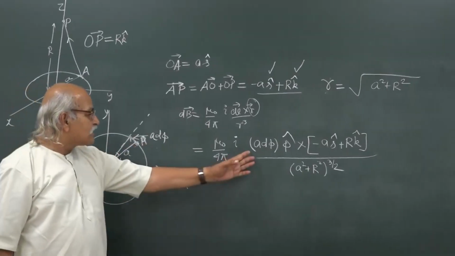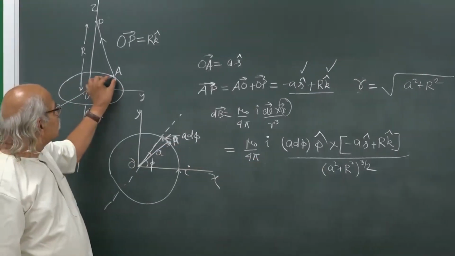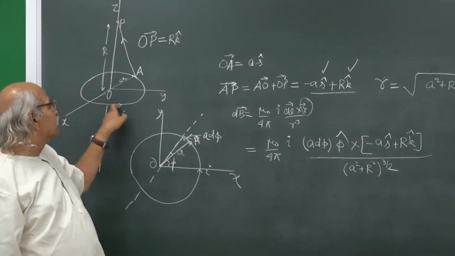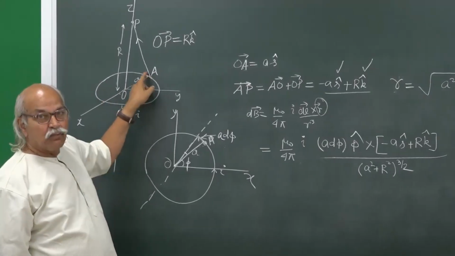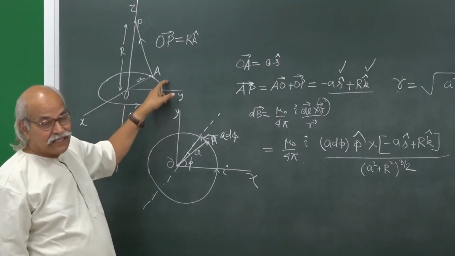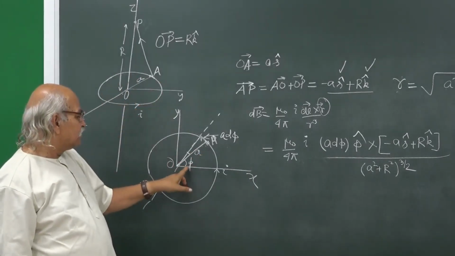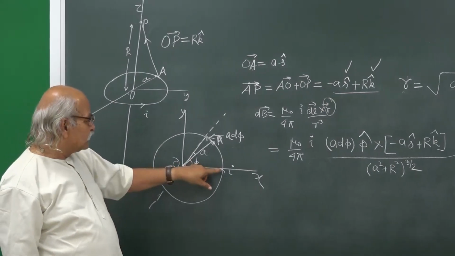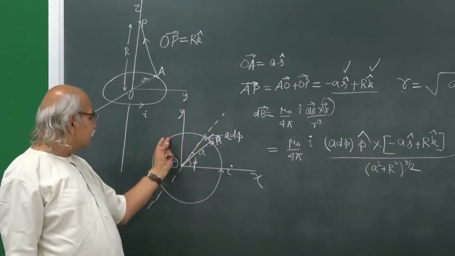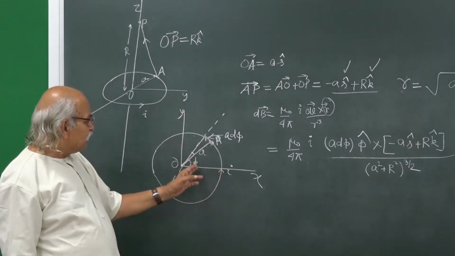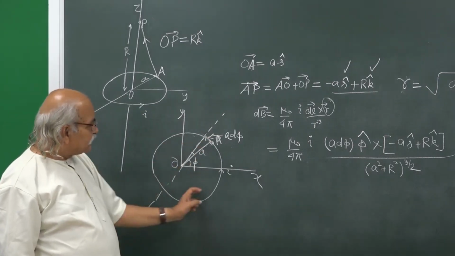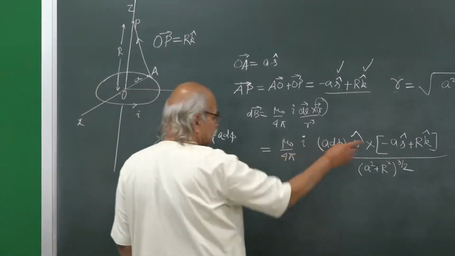This is the magnetic field due to this small element at this point P, and we want the magnetic field due to this entire loop, and therefore we have to integrate so that all parts of the loop are covered. That means this phi should go from 0 to 2 pi, so that all current elements like this are covered. If I vary phi from 0 to 2 pi, then everything will be covered.